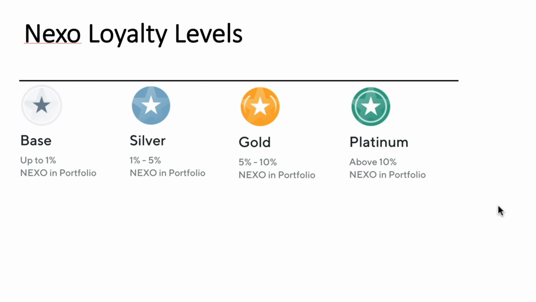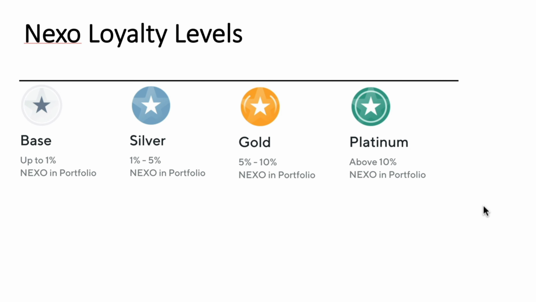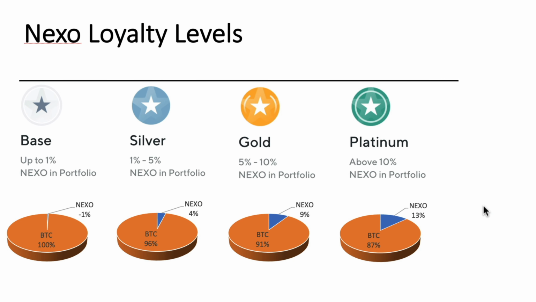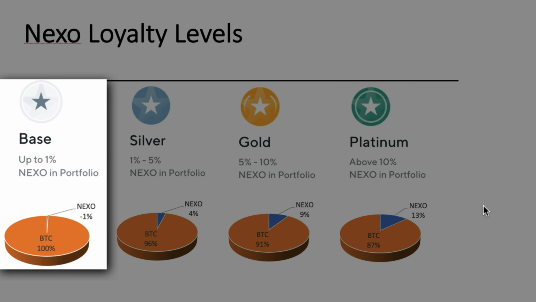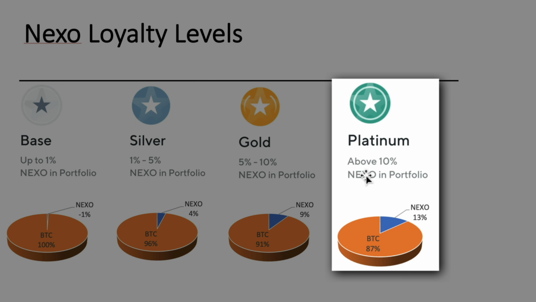There's 4 tiers: the base rate, the silver rate, the gold, and the platinum. So for example, if you hold below 1% of your portfolio in Nexo token, you're just going to be on the base rate and you don't get any loyalty benefits. But if you hold more than 10% of your portfolio in Nexo token, you're going to get the platinum benefits. So for example, if you hold $1,000 in Bitcoin and $150 in Nexo token, then you're going to be on the platinum tier.